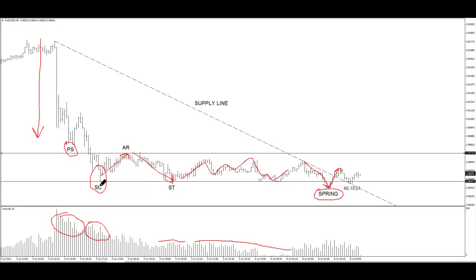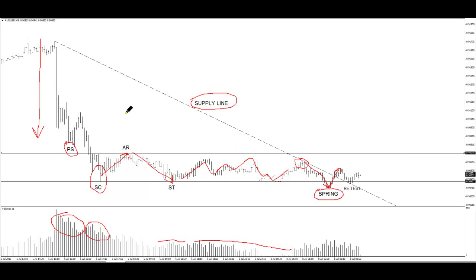Once the price falls lower than the selling climax or makes a new low, the bears step in and want to short it, and then the price is moved back up through it, catching them out. Now, as you can see, I've put this supply line in here. This last high before the new low was created is important. It's where supply came in.